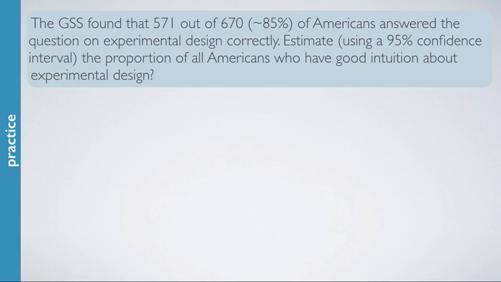Going back to the data that we had, the General Social Survey found that 571 out of 670, that's roughly 85% of Americans, answered the question on experimental design correctly. We are asked to estimate, using a 95% confidence interval, the proportion of all Americans who have good intuition about experimental design. Before we can go ahead and calculate the confidence interval, we need to make sure that the conditions for inference have been met.